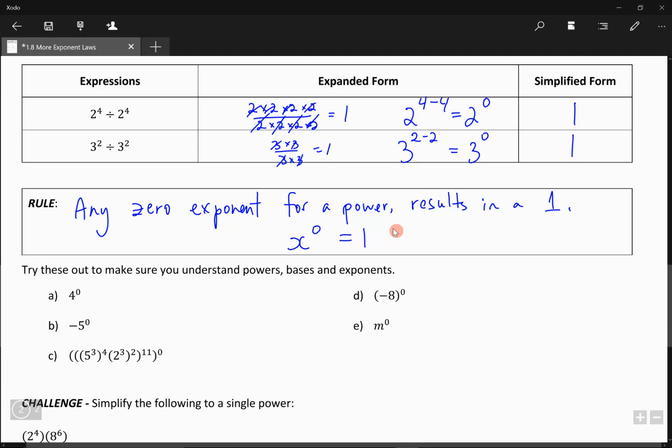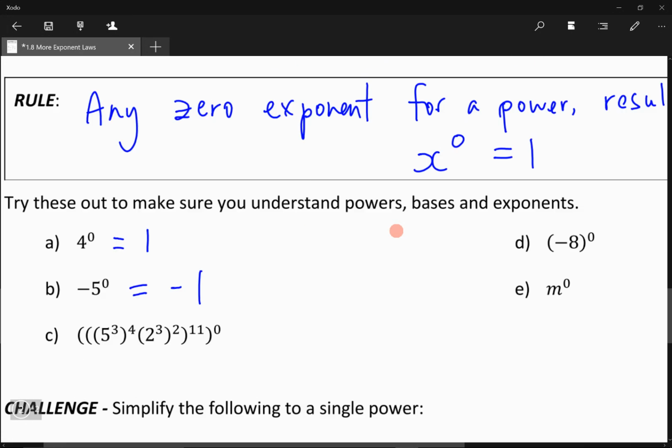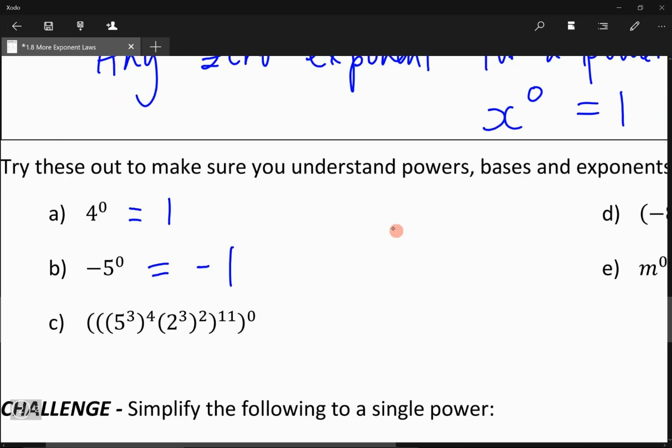So same here. So with all these examples, 4 to the power of 0 is 1. Remember, there's no brackets, so 5 to the power of 0 is 1, but you have to put the negative in front. So negative 1. If you have this entire complicated expression, so look at what you have inside here. 5 cubed to the power of 4 times 2 cubed to the power of 2, everything to the power of 11, but in the end, everything is raised to the power of 0. So no matter what you have inside, you're still going to get a 1.